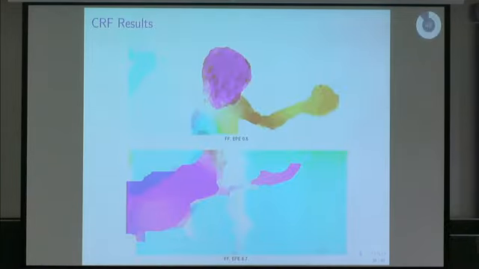So here's the result now using the learned descriptors together with the CRF inference. This is with floating point descriptor matching, and it works very well. And the funny thing is when you do the quantized descriptor matching together with the CRF, the error is almost the same. So it does not get worse too much.